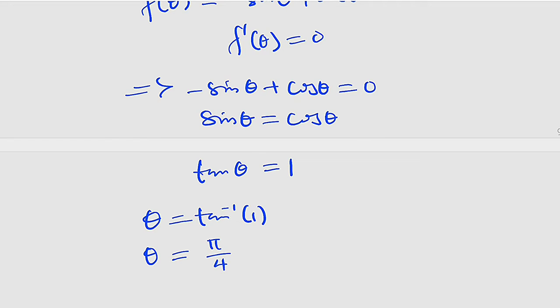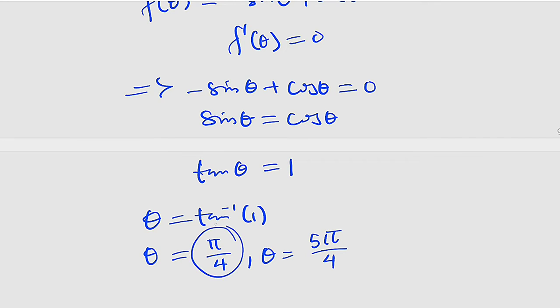So we have another solution in the third quadrant. And how can we obtain that? You can get that by adding pi to this, because tangent is periodic in every given pi. So if you add pi to pi divided by 4, you're going to get 5 pi divided by 4. So these are our critical points. But remember, we are interested in that critical point that will give us the minimum.